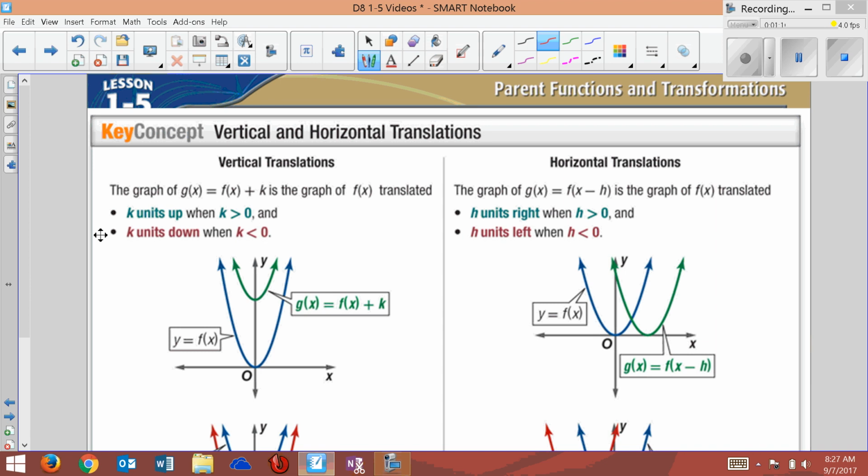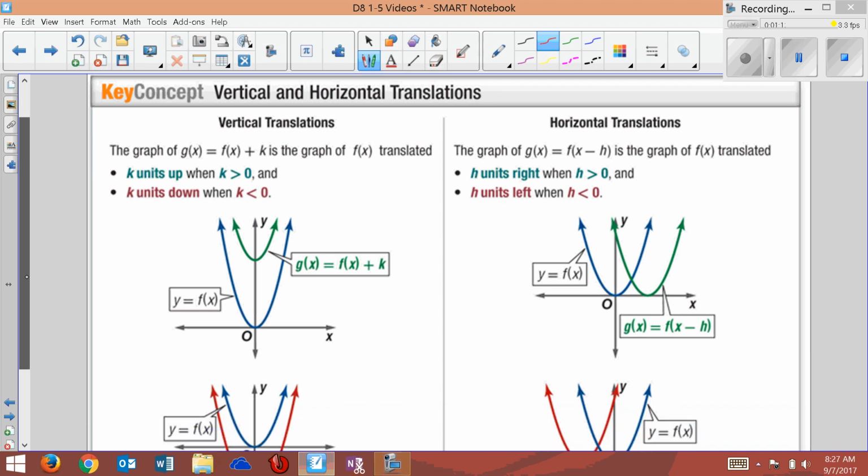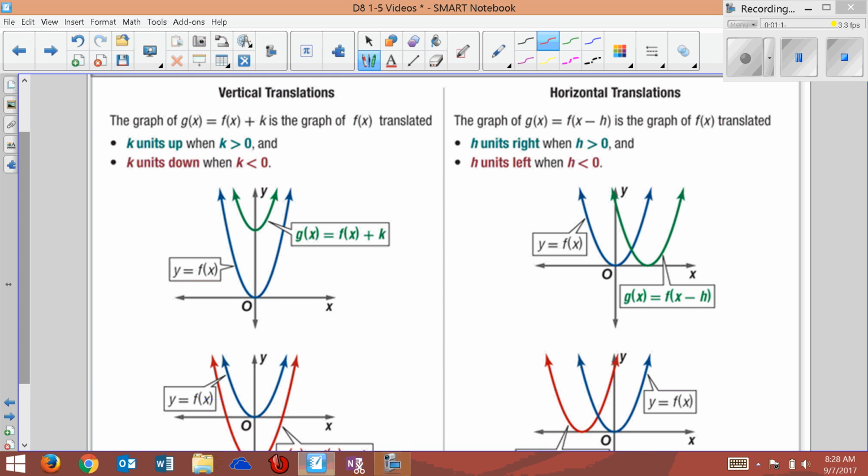The first type of transformation that's listed here, and you can look more in detail, is translations. That's when you add or subtract a number on the outside for vertical, or add or subtract numbers on the inside. So again, it's backwards. If you subtracted a number, it would go right. If you add a number, it would go left.